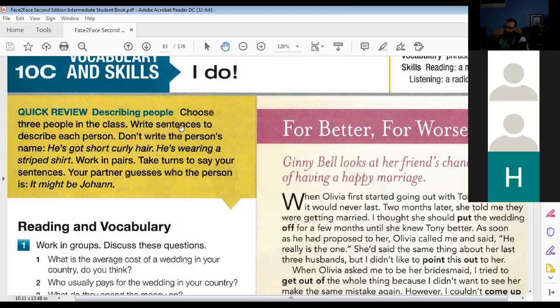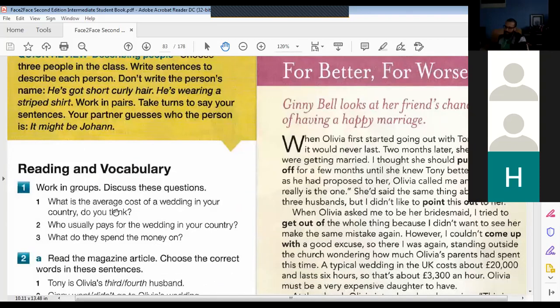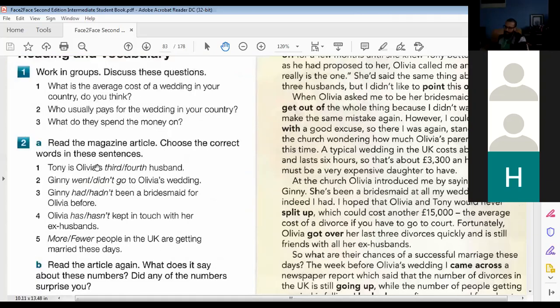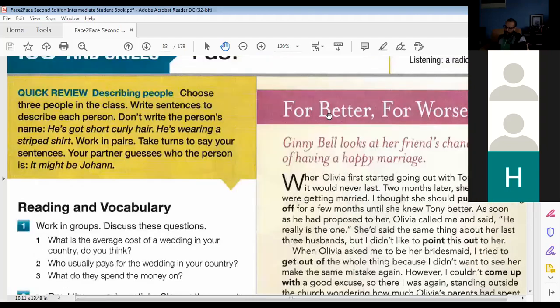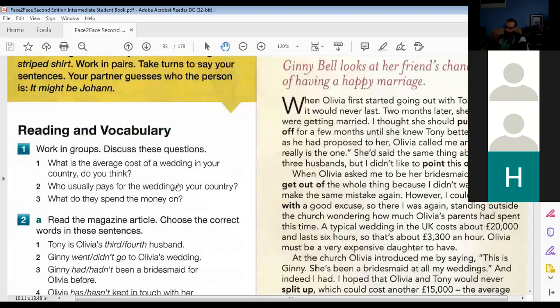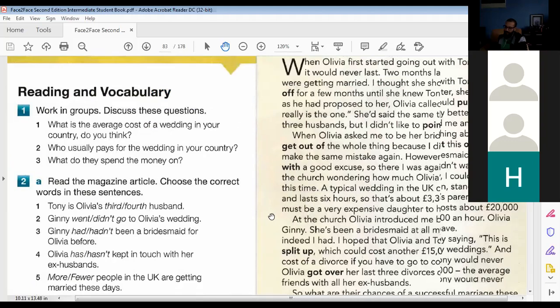Okay, so these are some of the problems we have with the wedding situation in our country. Now we want to compare it to what's going on in the UK. But before we do that, we want to read this interesting article, For Better, For Worse. There's a reporter named Ginny Bell, and she's looking at her friends' chances of having a happy marriage. So we're going to read some of the challenges people who want to get married in the UK face.